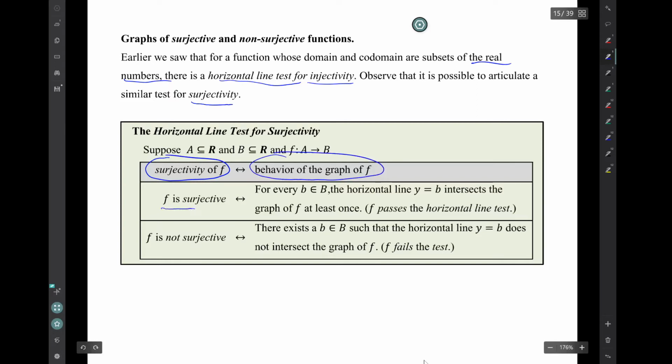If f is surjective, then for every number b in the set capital B, the horizontal line with equation y equals b does intersect the graph of f at least once. That is, f passes this horizontal line test for surjectivity. It's a different horizontal line test than the one for injectivity. If f is not surjective, then there exists a real number b in the set capital B such that this horizontal line with equation y equals b does not intersect the graph. And we'd say that f fails the test in that case.